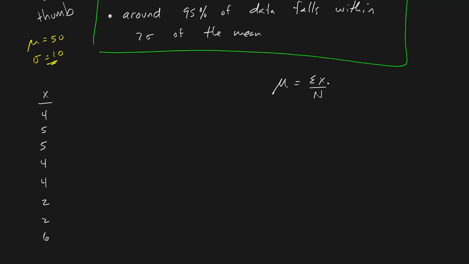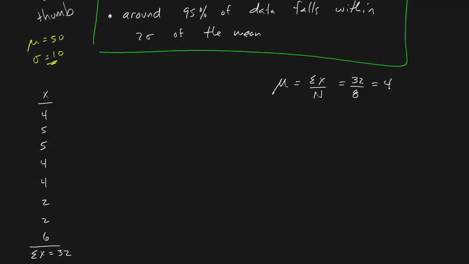And so I need to know what n is, and what the sum of x is. Now n is very easy. I just have to count: 1, 2, 3, 4, 5, 6, 7, 8. So I've got 8 data points. For the sum of x, I have to add this up. If you add up these values here, you'll find that the sum is 32. So I've got 32 divided by 8. That's 4. So our mean is 4.